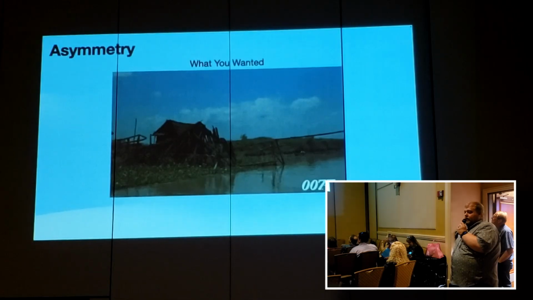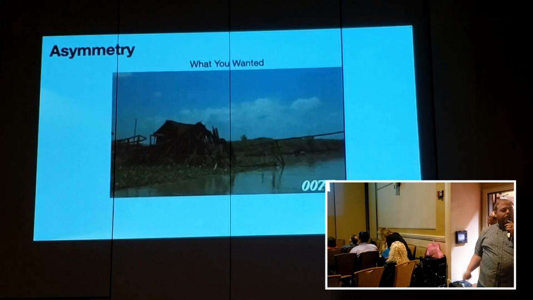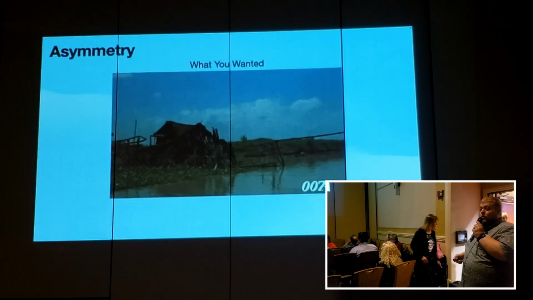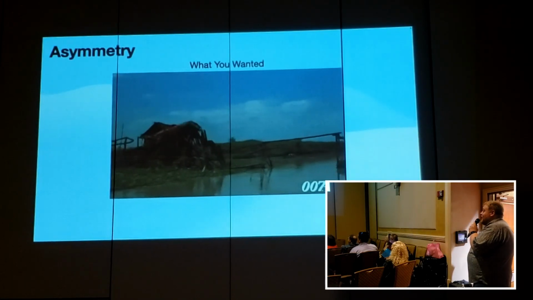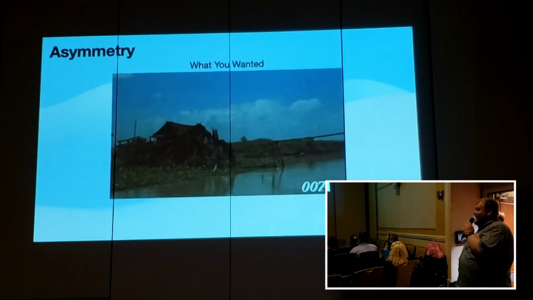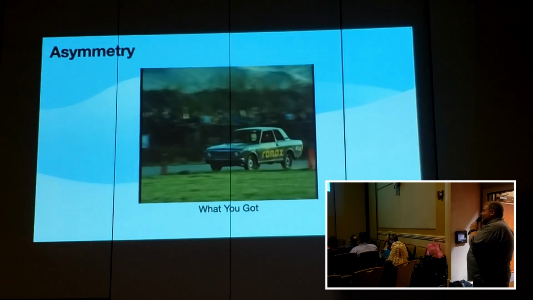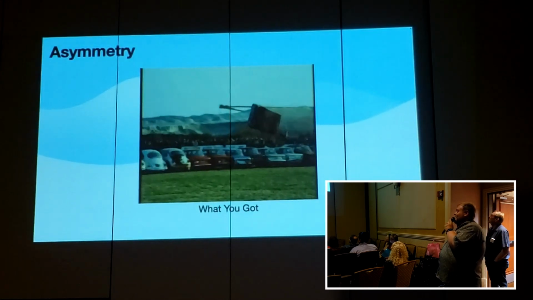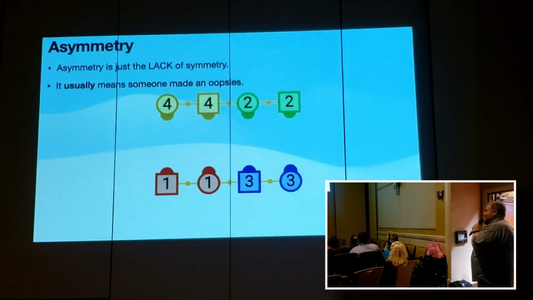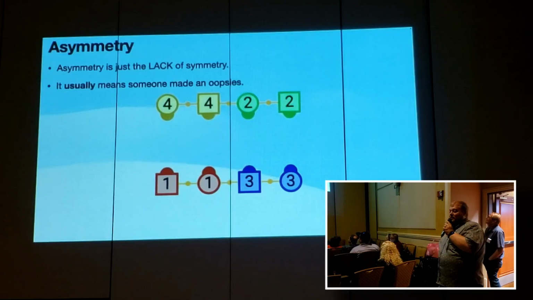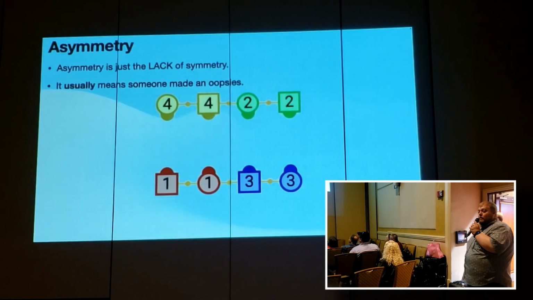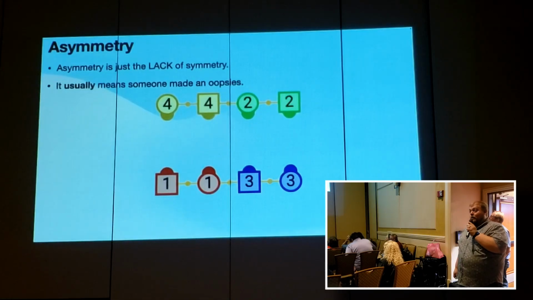Let's talk about asymmetry, which is what happens when the rules I just described aren't true. You look across the square and you find the wrong person. You were calling along and you had some really cool stuff, and this is what you wanted to happen, right? That's great. I call it some cool choreography. This is what you actually got. It didn't exactly go according to your plan. I'm just saying. Asymmetry is a lack of symmetry, and it usually means somebody made an oopsie.